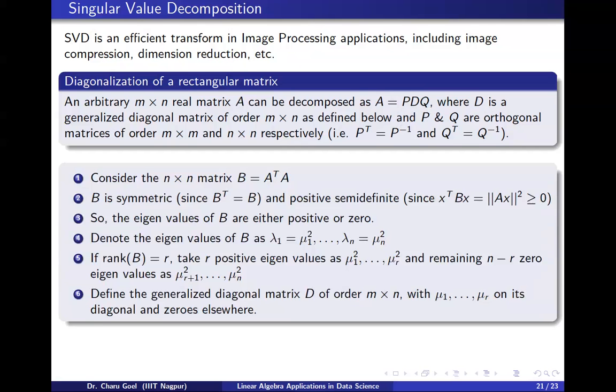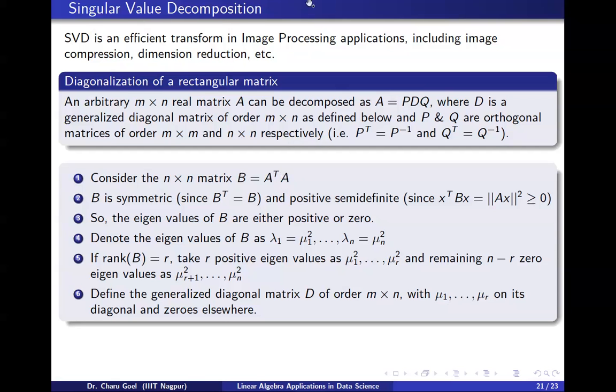So how do we find this? As I said, we have an image, we divided it into m cross n boxes, and then we got an m cross n real matrix A from that. What we'll do is consider A transpose times A. This will be an n cross n matrix. Why? A was an m cross n matrix and A transpose is an n cross m matrix. So this B is a product of an n cross m matrix with an m cross n matrix, so this will be an n cross n matrix.